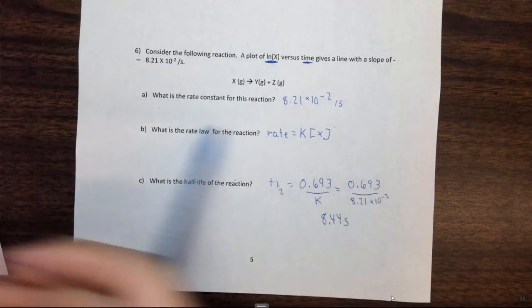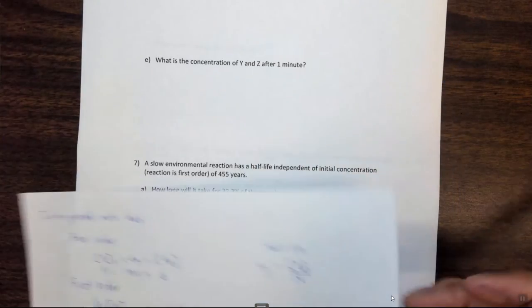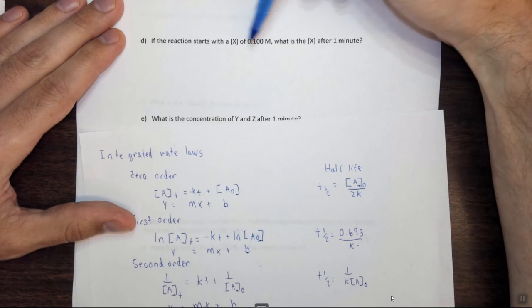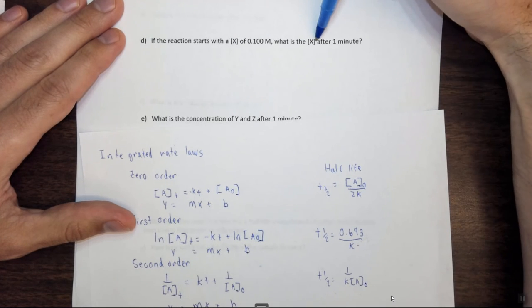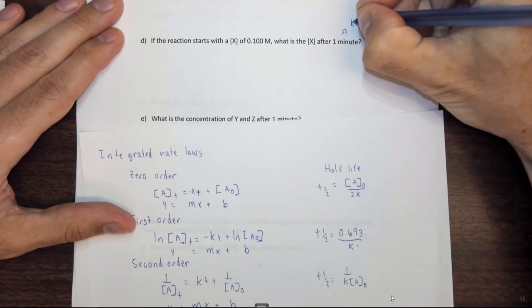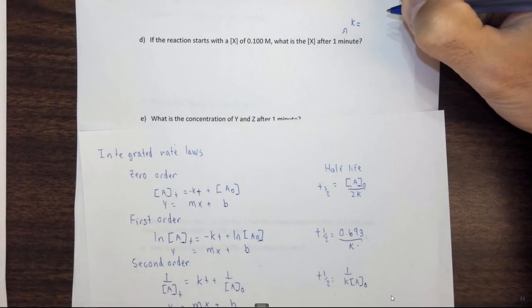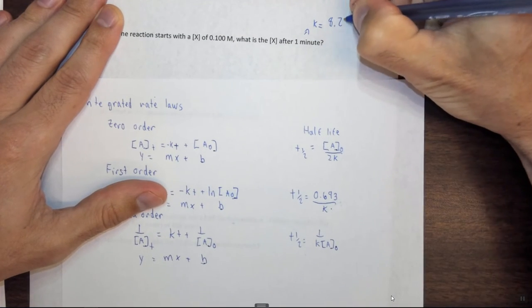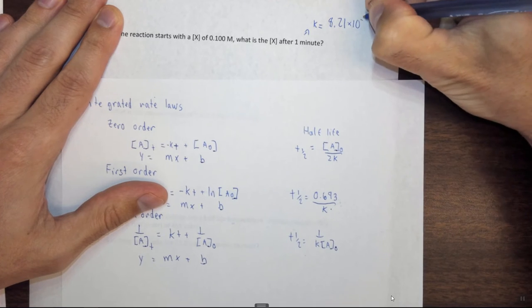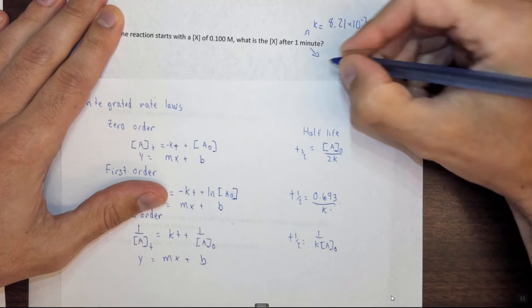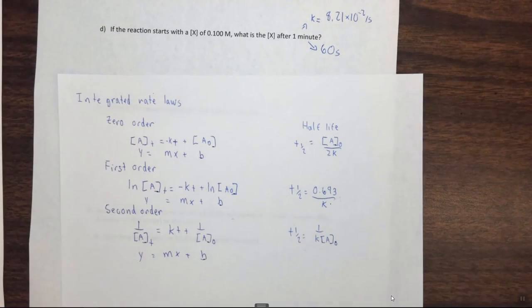The next questions involve using the integrated rate law. So the first one is, if the reaction starts with X of 0.1 molar, what is X after 1 minute? Well, it's important to note that our K is equal to 8.21 times 10 to the minus 2 per second. And this is 1 minute. The time units have to be the same, so we need to change this to 60 seconds.